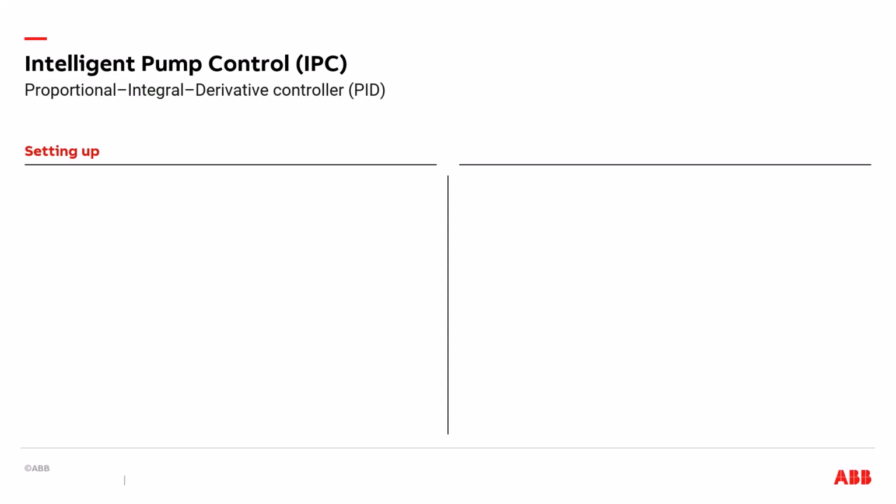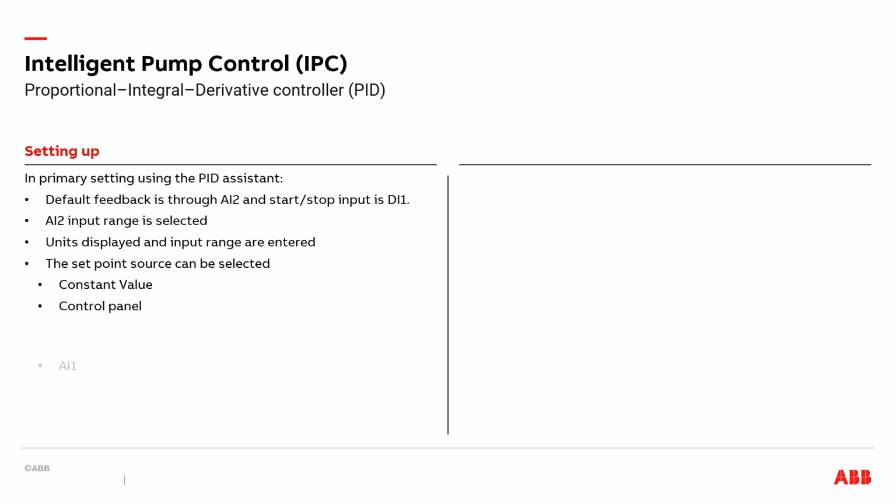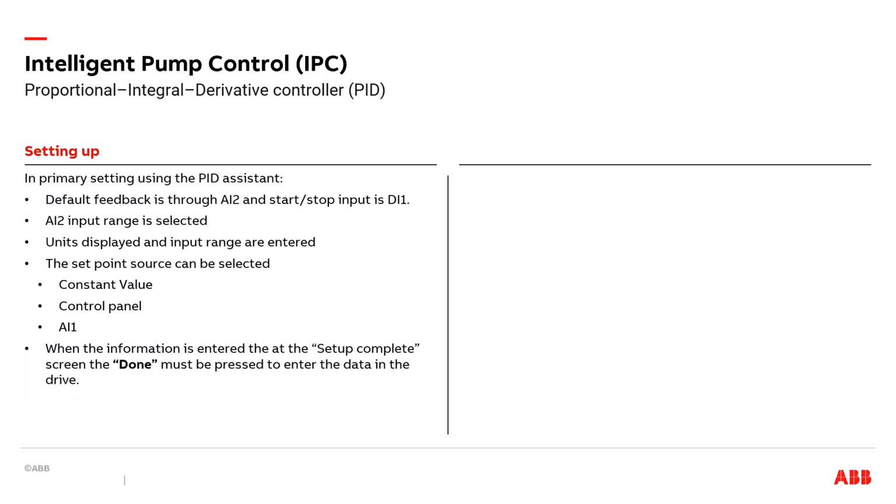Let's look at the proportional integral derivative controller, otherwise known as a PID loop. For setting it up, in primary settings, use the PID assistant. Default feedback is through AI2 and start-stop is through DI1. AI2 input range is selected. Units displayed and input ranges are entered. Set point source can be selected as constant value, control panel, or analog input 1. When the information is entered at the setup complete screen, remember to press done. This must be pressed to enter the data into the drive.